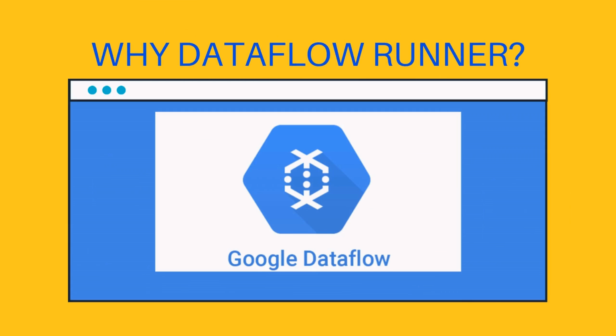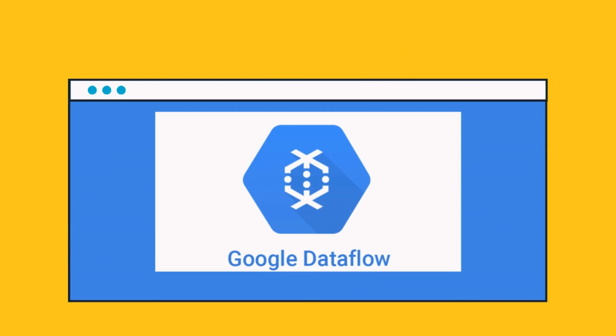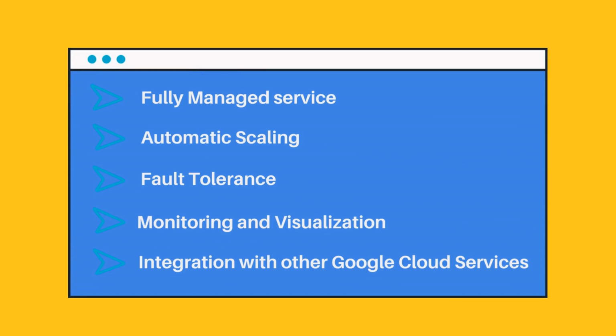Now, why should we choose Google Cloud Dataflow to run our Apache Beam pipelines? Well, Dataflow is a fully managed service on Google Cloud that automatically handles the provisioning and management of resources required to execute our pipelines at scale. It offers automatic scaling, fault tolerance, and provides excellent integration with other Google Cloud services. Dataflow also provides robust monitoring and visualization tools to track the progress and performance of your pipeline.